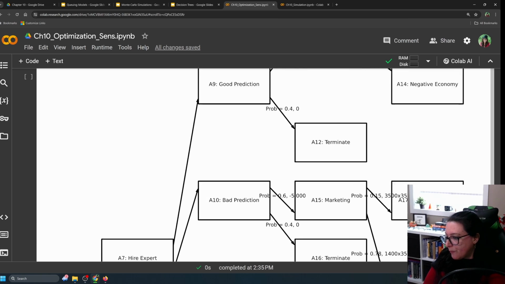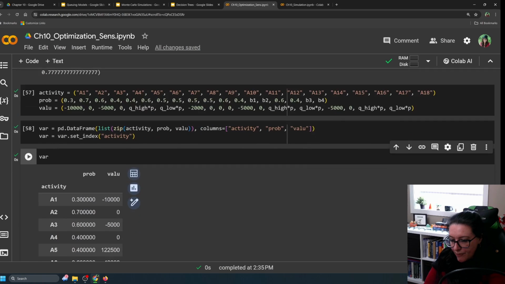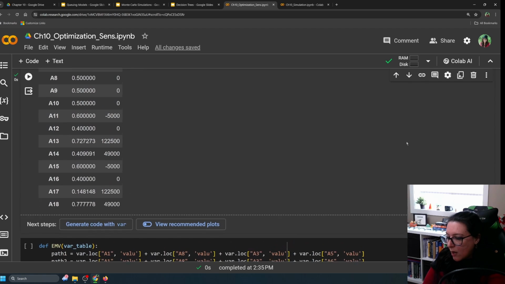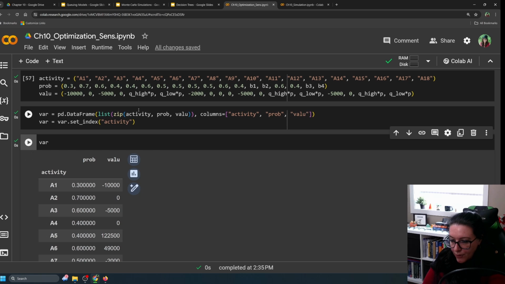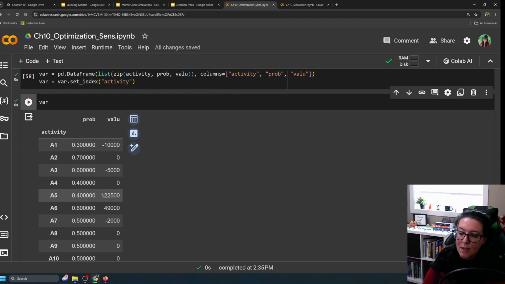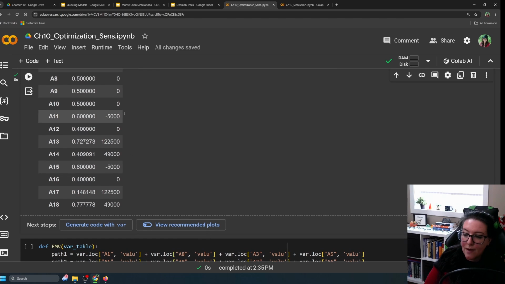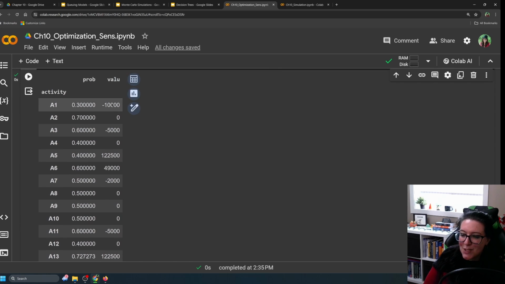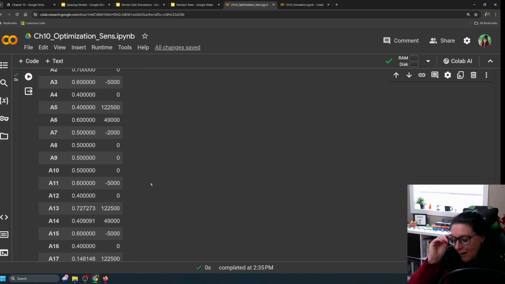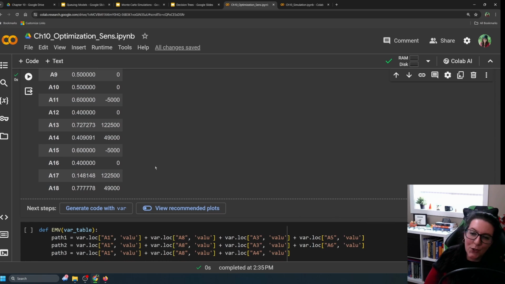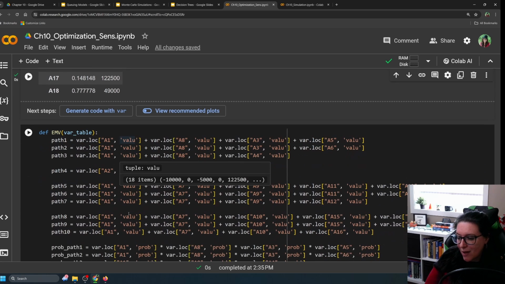So now we do the same process we had in our previous videos with our estimated monetary value. So we have our table of probabilities and values for all the activities. We populated all of them now. The zeros here are where the projects get terminated. The 5,000s are the ones where we do the marketing. The $10,000 is where we do the research and development. The $2,000 is where we hired the expert, and then the other ones are the outcomes based on good and bad economies and predicted good and bad economies.